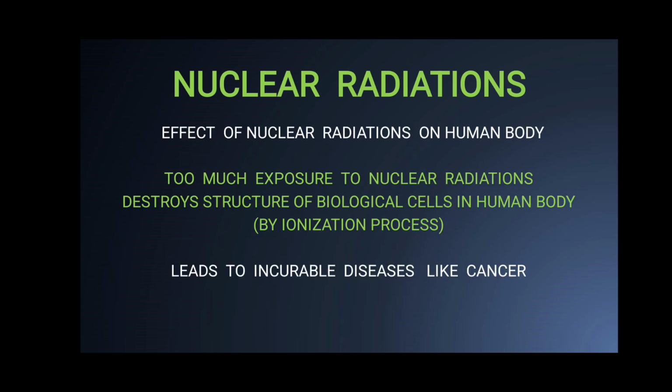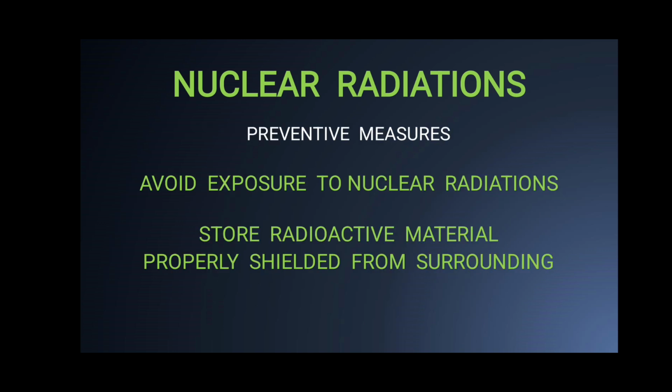Too much exposure of the human body to nuclear radiations can lead to very dangerous incurable diseases like cancer, and even death can occur. It happens because the structure of biological cells in the human body gets destroyed due to ionization by nuclear radiations. Humans and other living creatures can be saved from nuclear radiations by adopting some preventive measures.